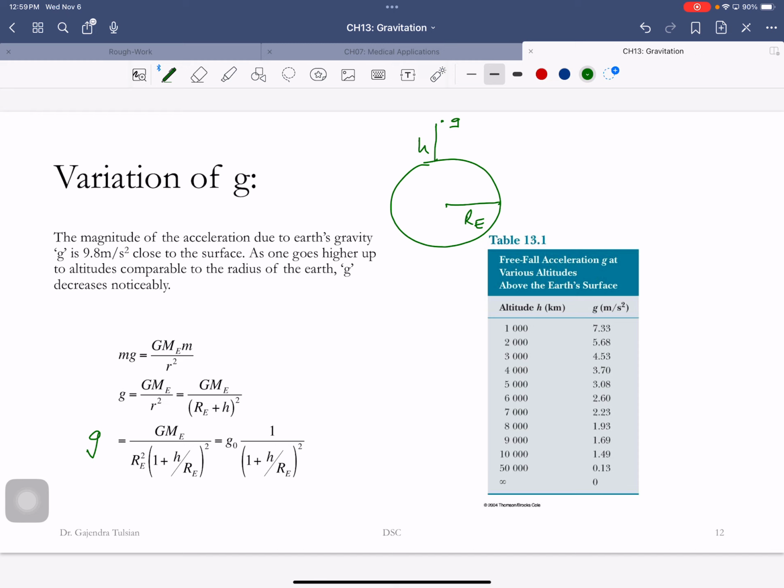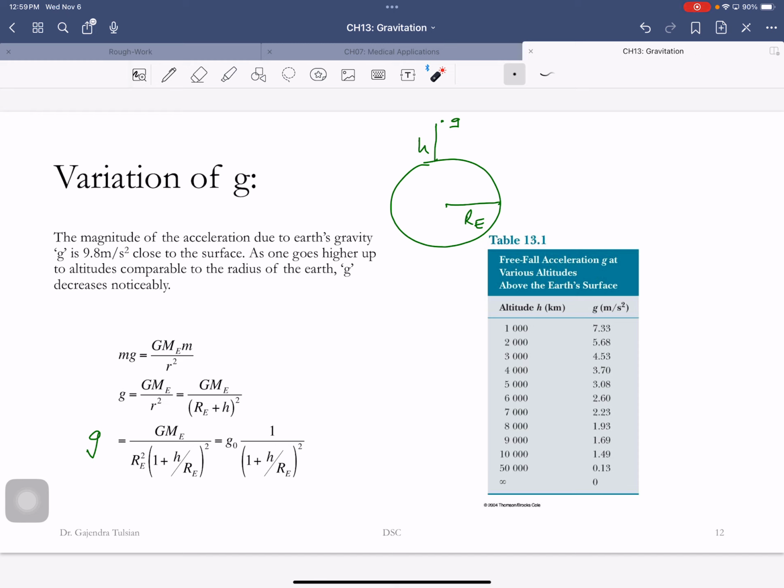Okay. So if h is equal to R_E, this would be 1. 1 plus 1 is 2, g naught by 4. Okay, 10 divided by 4. So at a height h equal to r, it would be 10 divided by 4, 2.5 meters per second squared. And anyway, here are the values.